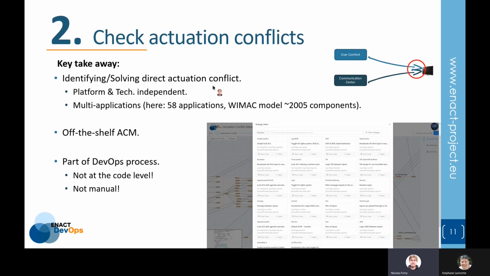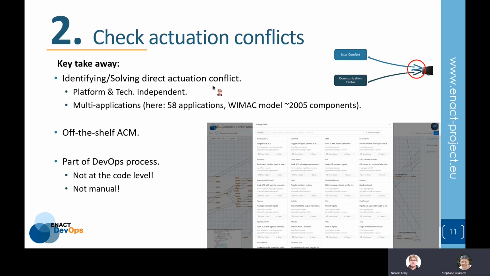So as long as you are able to extract this WIMAC from your system, you will be able to identify and solve your actuation conflict. Here the model that will be considered is pretty large, 2,000 components. And the way we will solve the actuation conflict will be by using an off-the-shelf actuation conflict manager, so a component offered by the tool that we will select and that will be injected in the system to solve the conflict.